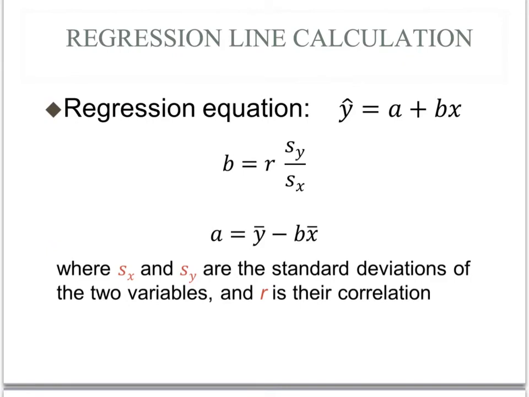So where do we get the A and the B in our regression equation? Remember, the regression equation is y hat equals A plus bx. Well, we get B first because we need B to calculate A. And to get B, we multiply the correlation R times the quotient of the standard deviation of the y's over the standard deviation of the x's.